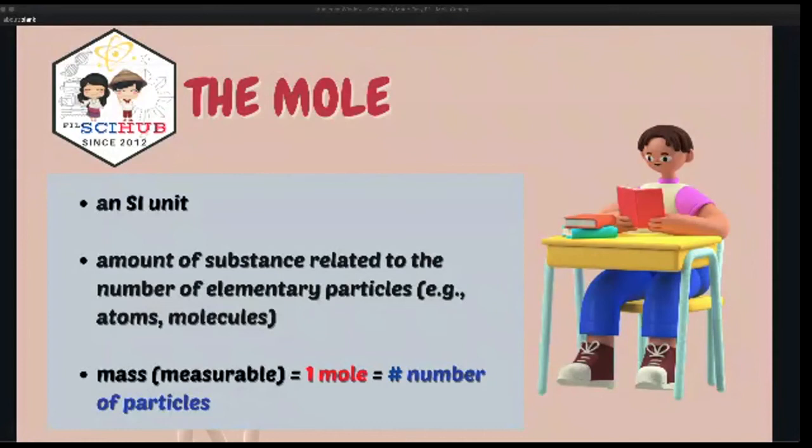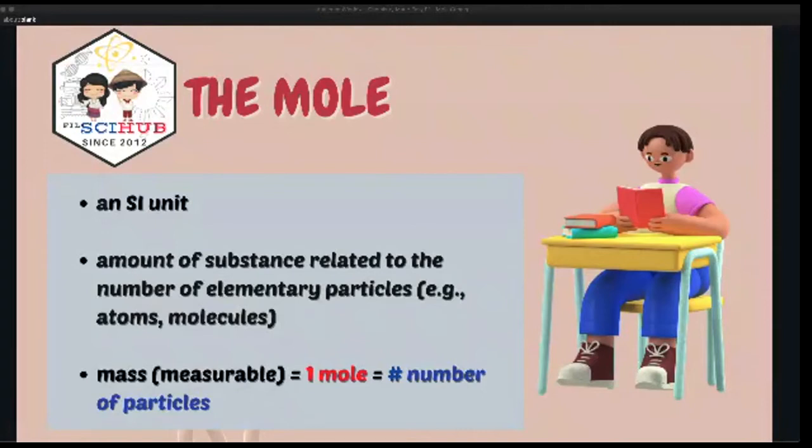So the mole concept, it's an SI unit. When we say SI unit, it's one of the standard units of measurement defined by the International System of Units. So actually, there are 7 base quantities when it comes to the SI unit. The standard unit of time is in seconds, for example.